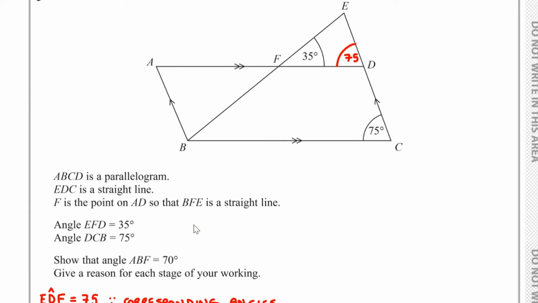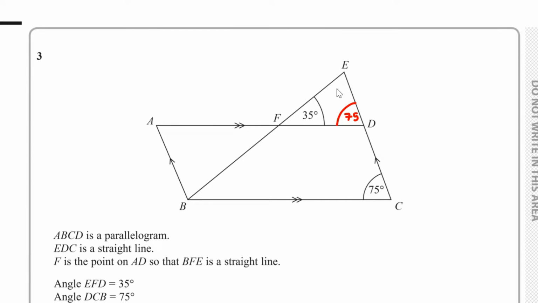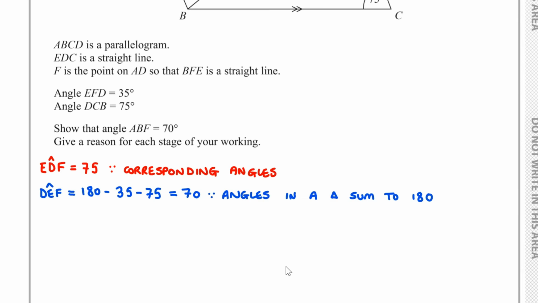Now with this, we can actually find out what this angle here is. Of course, angles in a triangle sum to 180. So this angle here, the angle DEF, is equal to 180, take away 35, take away 75, which is equal to 70. So the angle DEF is equal to 180 minus the 35 minus the 75, which is 70 degrees, because angles in a triangle sum to 180.